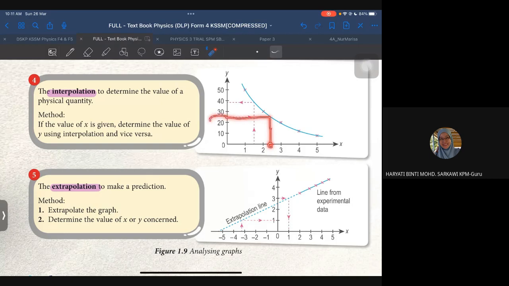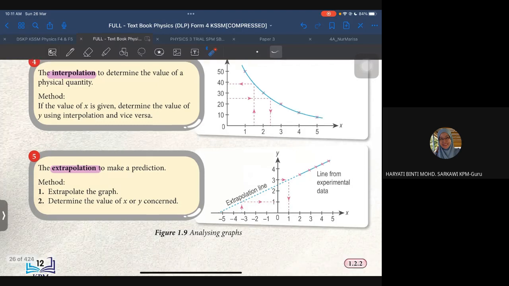So here, the value is 25, approximately. When you do this action, this is what we call interpolation. Or they ask you what is the value of x when y is 15. So y 15 is here. You do like this, use your ruler, then go down. This is what we call interpolation, because the data here is on the graph.